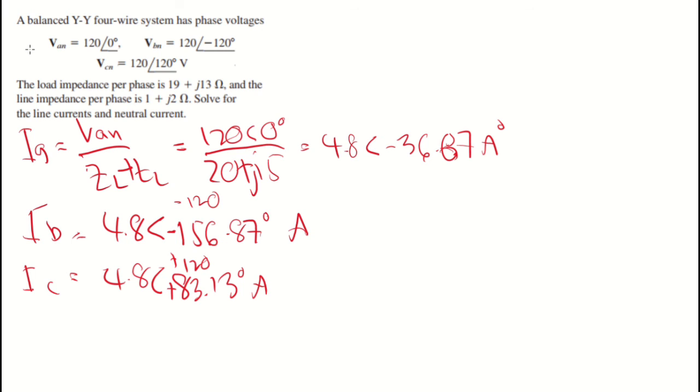Okay, so you already get the line current. The neutral current IN should be 0 ampere, because it is a balanced three-phase circuit. Why is it balanced? Because the magnitude is the same and the phases differ by 120 degrees. So the neutral current is 0 ampere.